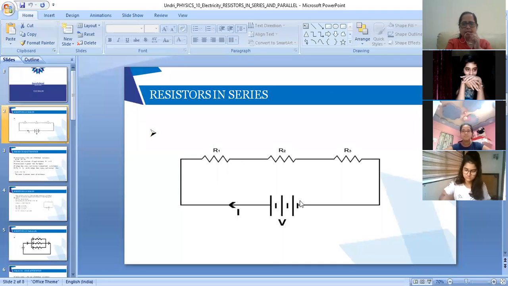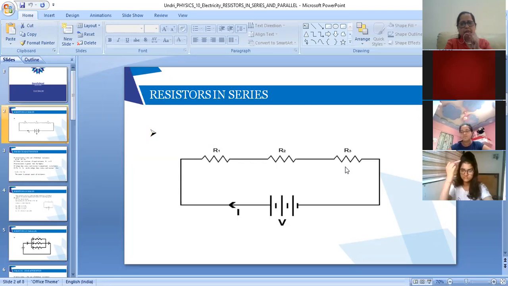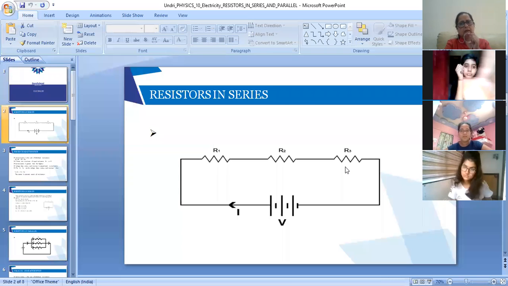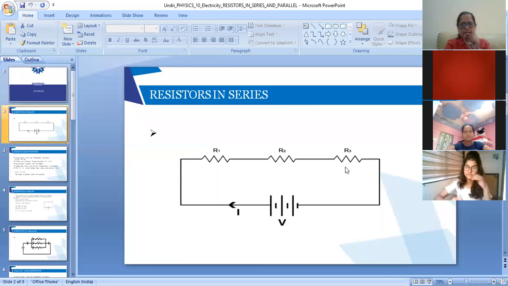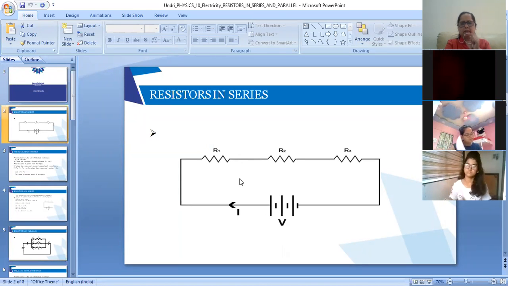Now when I say V upon R, which resistance should I take? Should I take R1, R2, or R3? Please remember, these are concepts, children: whether it is a series or a parallel circuit, I will always take the net resistance. If it is a series circuit, the net resistance will be R1 plus R2 plus R3, so 1 plus 2 plus 3. In this case, the net resistance will be 6 ohms. So V divided by 6 will be the current I.